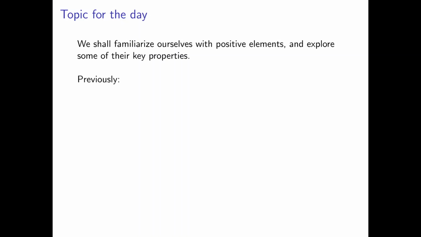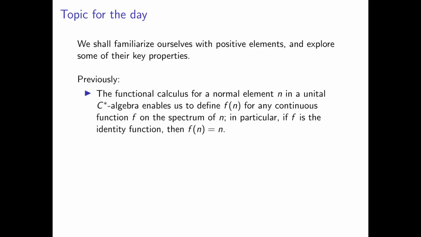So in the last video, we talked about the functional calculus for normal elements in a unital C-star algebra. And this enabled us to define f of n for any continuous function f on the spectrum of n, where n is a normal element. And in particular, if f is the identity function, then f of n is just equal to n.